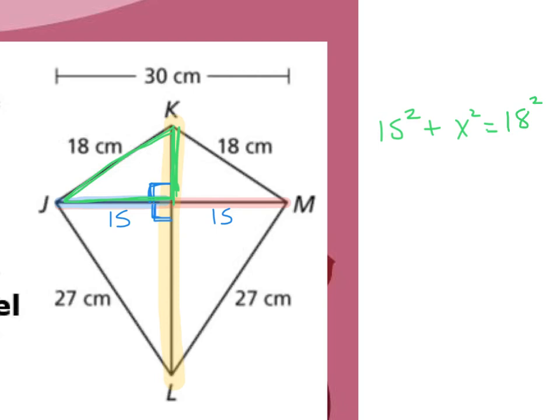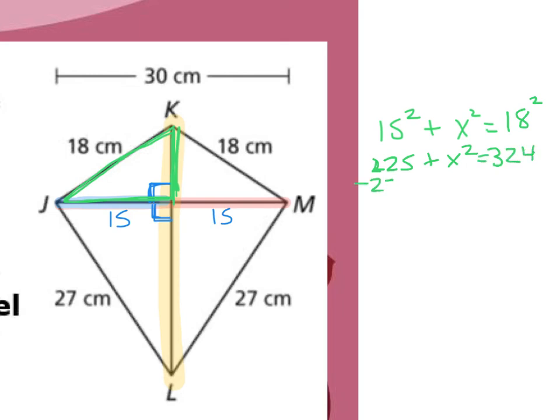It's 225. So we have 225 plus x squared. What's 18 squared? 324.